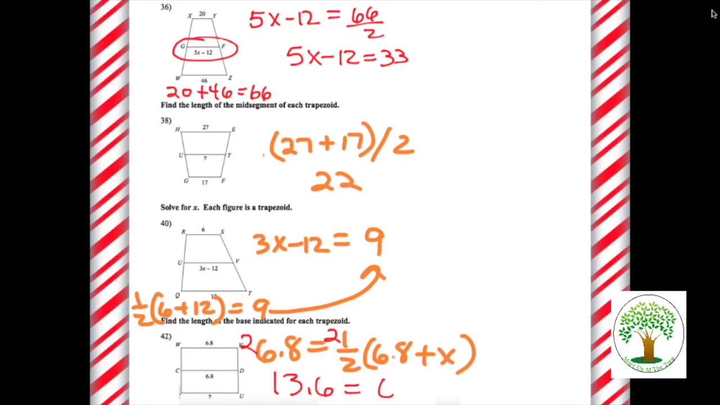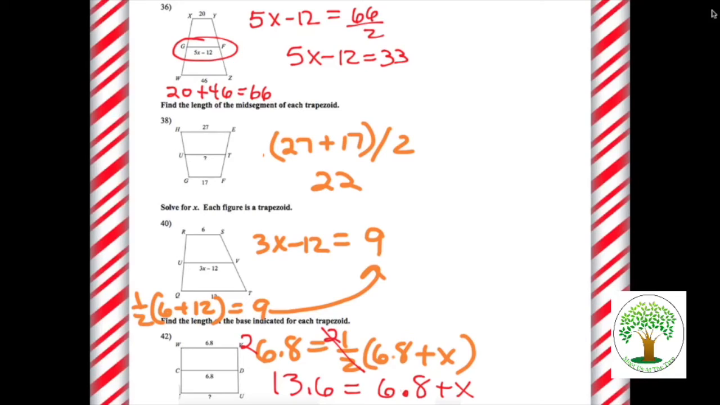13.6 equals 6.8 plus x. I'm going to let you finish that one. There's a point. Oh, because this canceled, right? That canceled. Okay. Are you allowed to give me decimals on this answer? Yes, because there are decimals in the original, right?